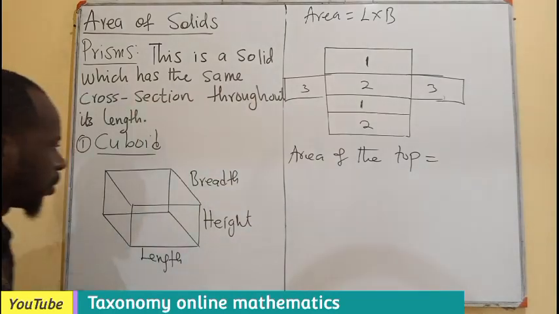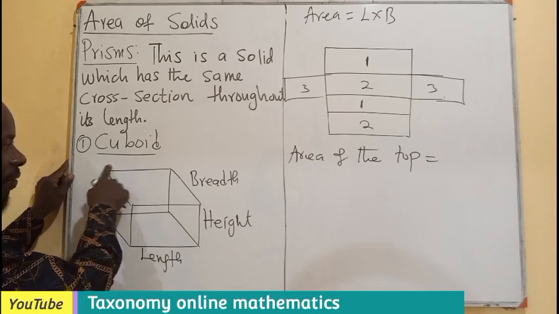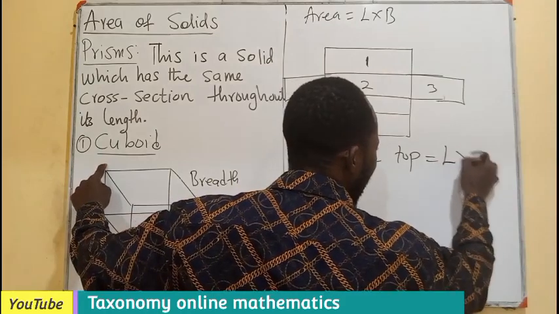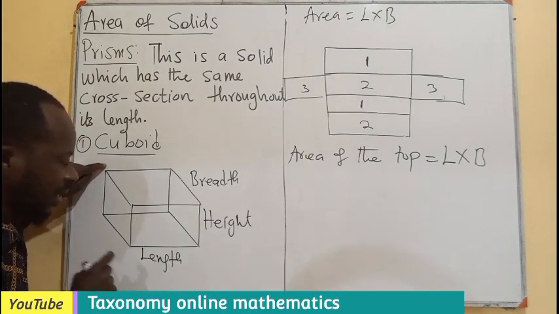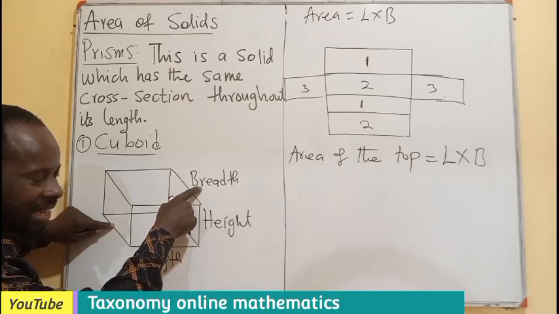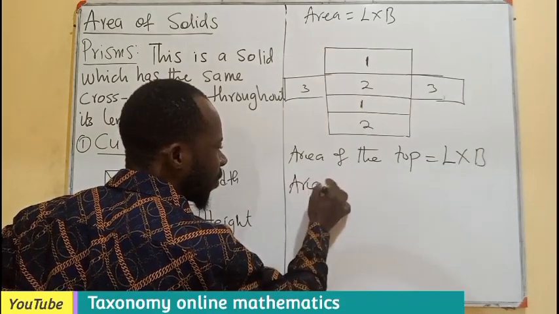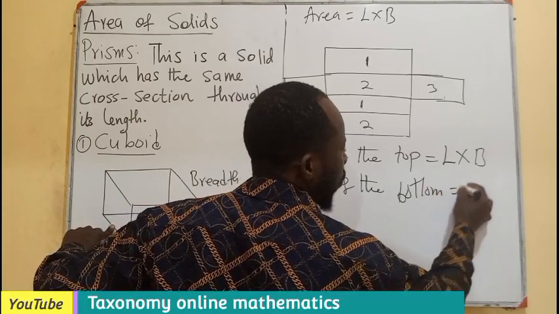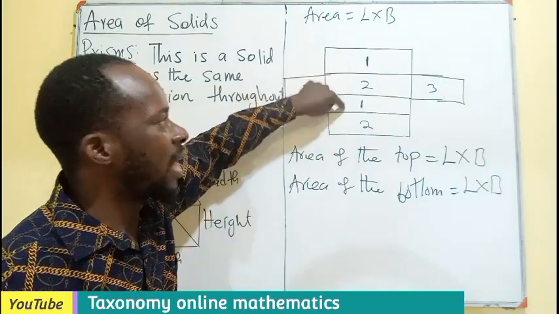The area of the top is this. You are going to see length and breadth, and the length has the same label. So I'll be having the length times the breadth. If I want to find the bottom, look at it. The bottom is here. This is also going to be breadth, just as this, and this is going to be length, just as this. So the area of the bottom is going to be the length times the breadth. You can see the replica of that.